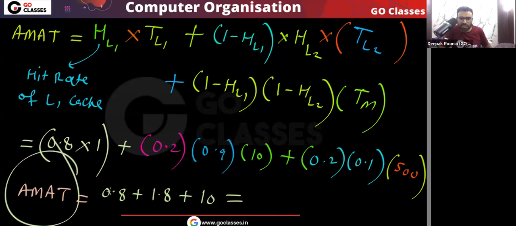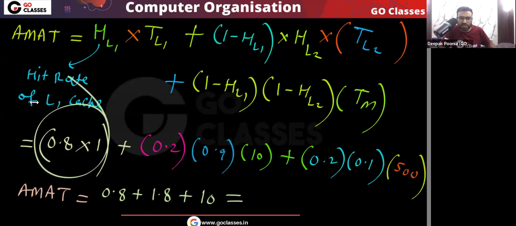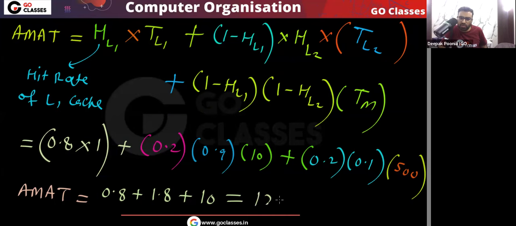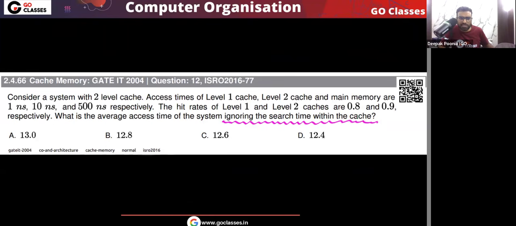So the average memory access time will be equal to 0.8 plus 1.8 plus 10. So that will be equal to 12.6 nanosecond. This will be the answer. So quite simple question, but remember in this question, focus on this statement. They are saying that we need to ignore the search time within the cache memory.